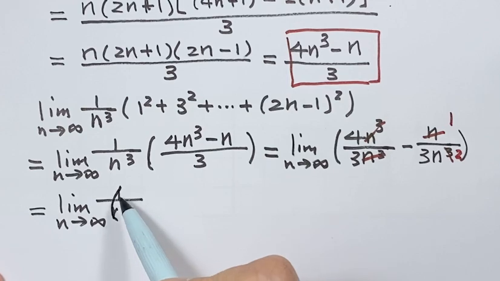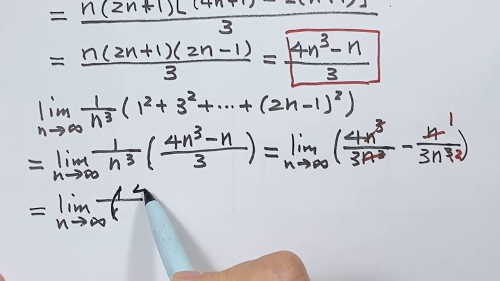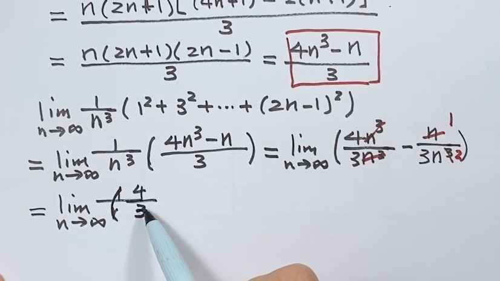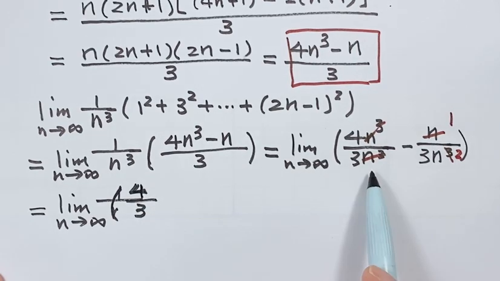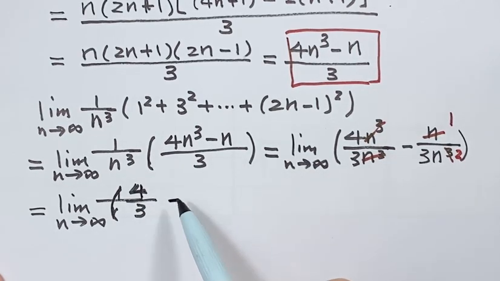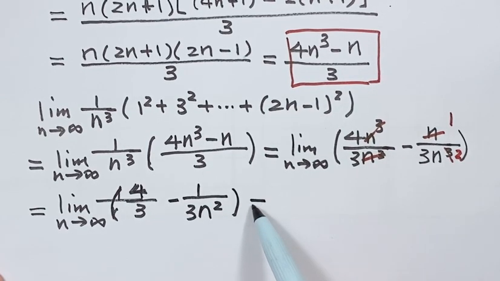The first term is just 4 over 3. Then minus 1 over 3n squared. As n goes to infinity, the second term, 1 over 3n squared, approaches 0. So the whole expression inside the limit approaches 4 over 3. So 4 over 3 is the answer for this limit.